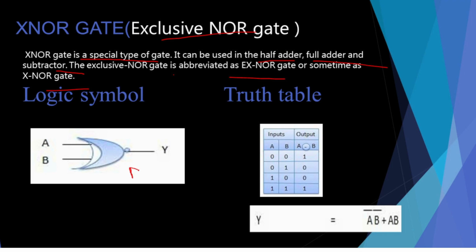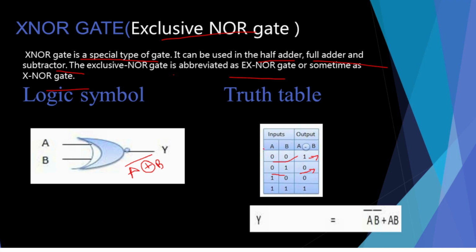So output will be mentioned as A exclusive B whole bar. So this is the output of the exclusive NOR gate. So this equation is expanded like this: A bar B bar plus AB. So it is opposite to XOR gate. So if we have similar input, we will get a high value, that is 1. If we have different input, we will get an output as 0, that is low value.